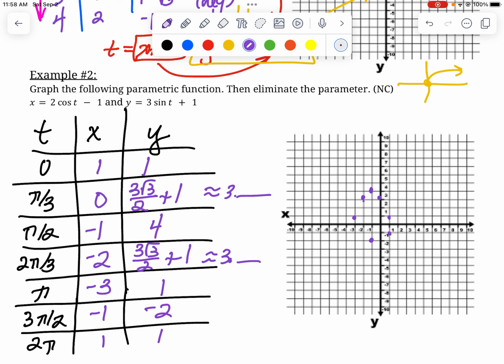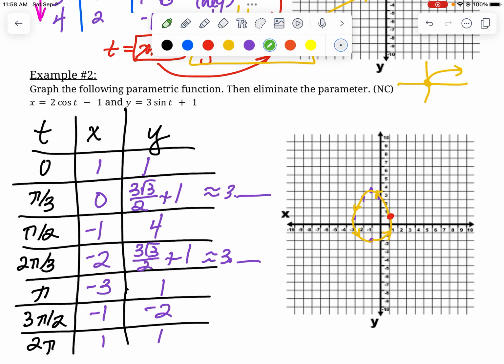Okay, so I think what we've got going is we started over here and we went this way. And by nature of the unit circle, I think when we get back to this point that I have in red right here, we're probably going to just keep cycling around. That looks like it's probably an ellipse. And so to verify that, we could eliminate the parameter.